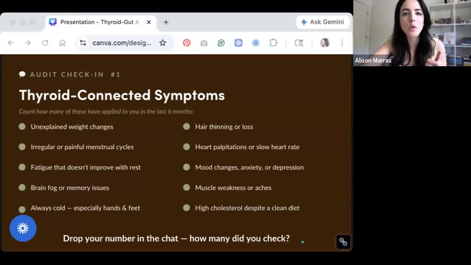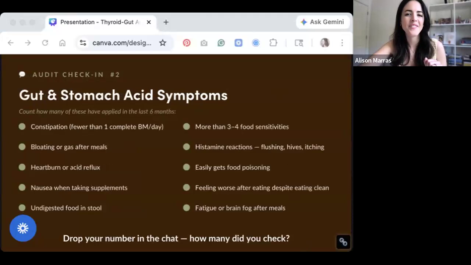Are we all good with slide 1? I know some people just joined. If you need to take a screenshot too, feel free to take a screenshot. That could be an easy thing to do too. If we feel good, I'm going to move on to the second slide. Okay. So this is audit check-in number 2.